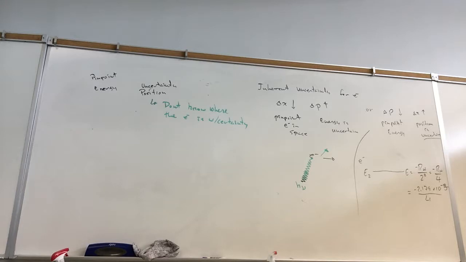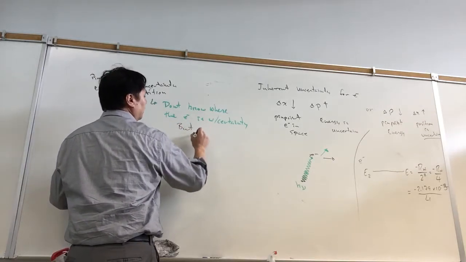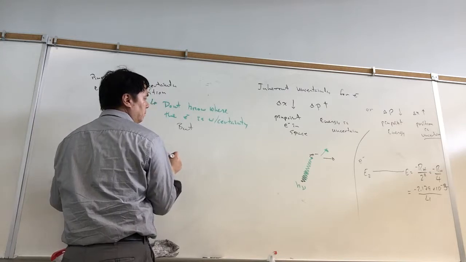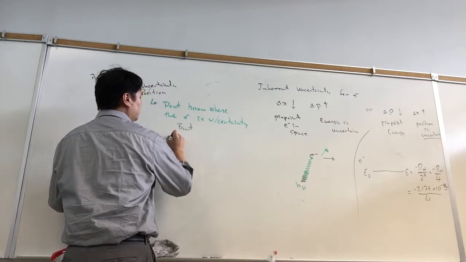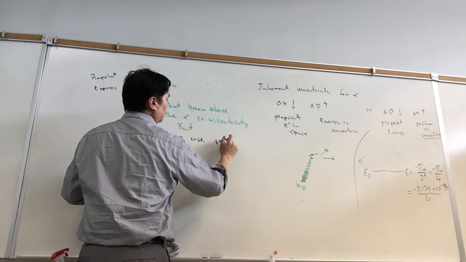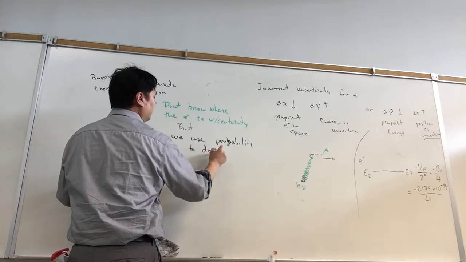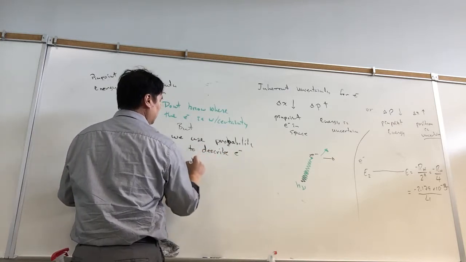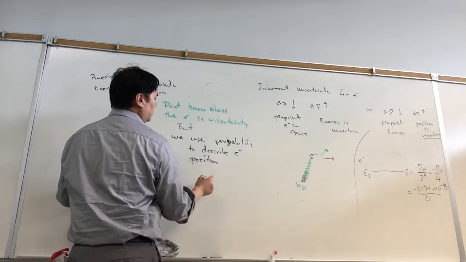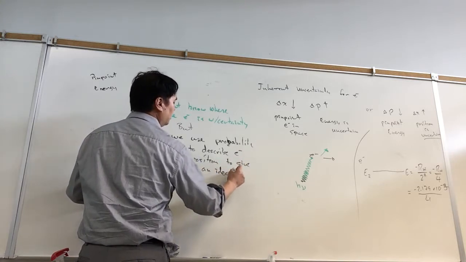Well, does that mean the electron can just be anywhere, you know? Well, you don't know where it is, but we use probability to describe electron position, to give an idea of where it might be.